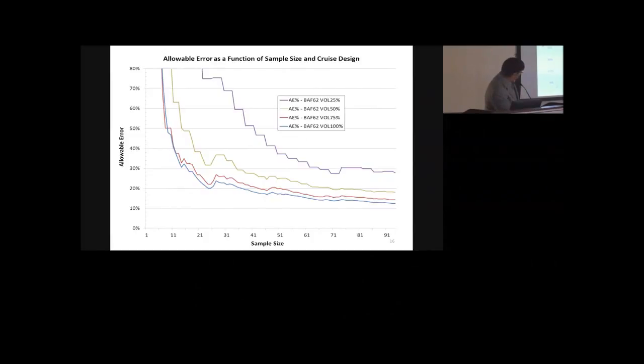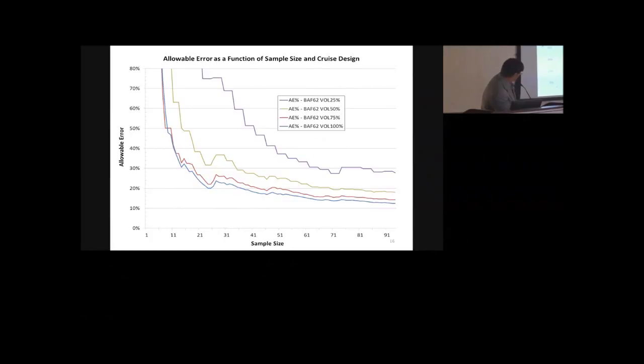This blue line is using all plots as volume plots. The red line is using one plot as a count plot and three plots as volume plots. As soon as I go to two count plots and two volume plots, I get this line. And as soon as I go to three count plots and one volume plot, I get this line. But this is what I want to draw your attention to. Look way out over here.